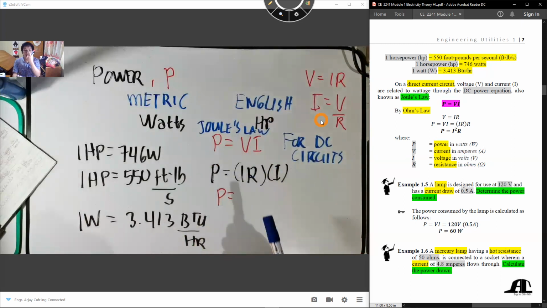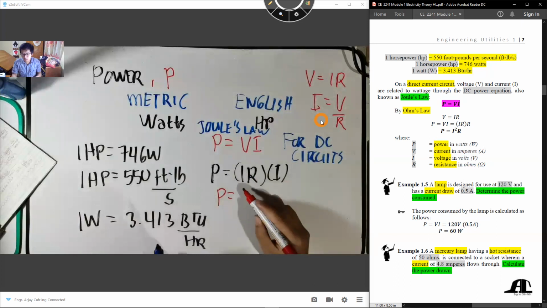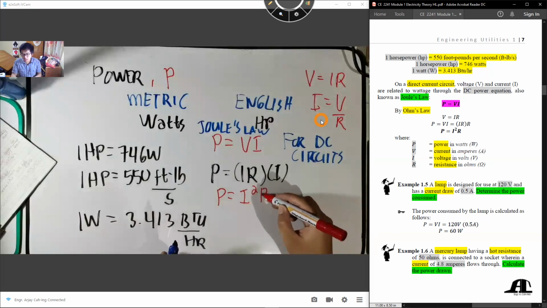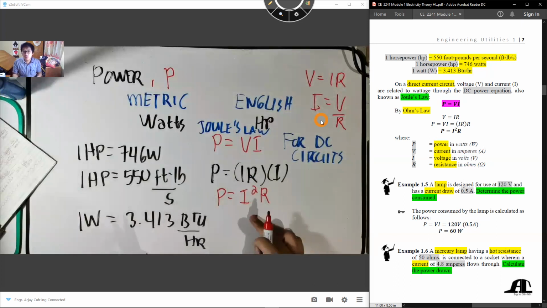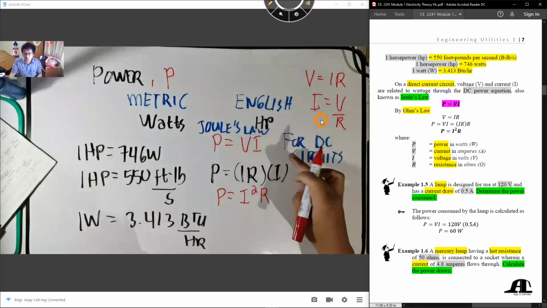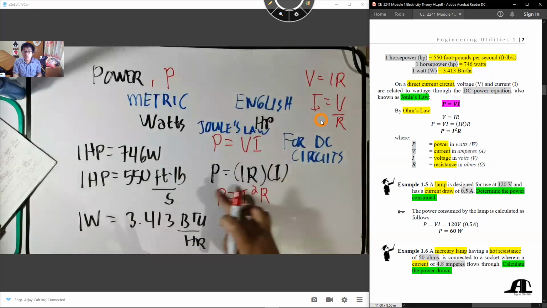Power is equal to voltage times current. So pakita ko lang, class, no? So pag simplify natin yung class, ganito yung labas. Okay, so pag in-introduce natin class, ni-inject natin yung Ohm's law dito sa Joule's law, pwedeng ganito.